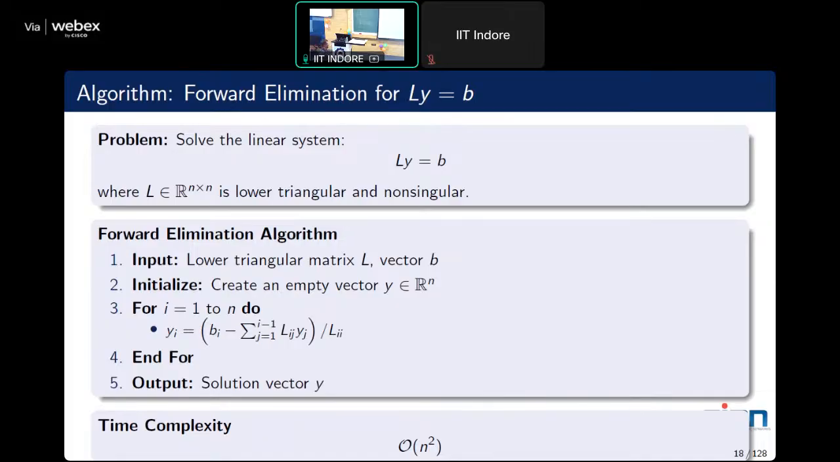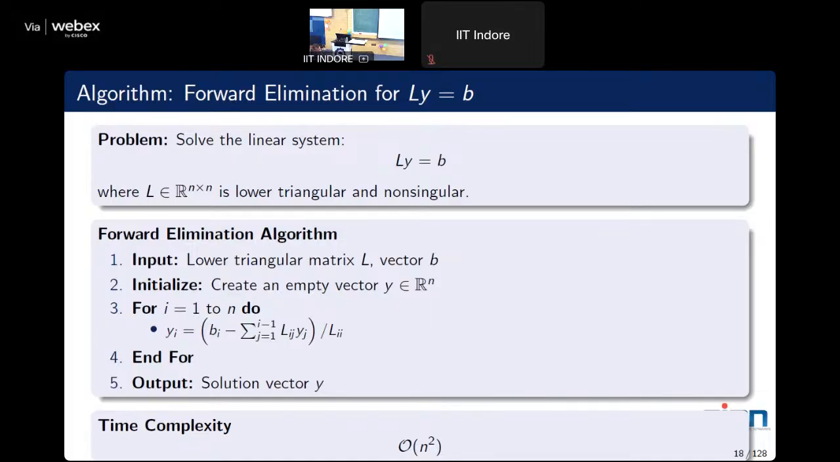You take i varying from 1 to n, and j varying from 1 to i minus 1. If you add all the totals, you will get n square plus some terms in n. So when n is very large, the n terms are very small compared to n square, so we keep the order of n square. So these are coming from here itself. This is called LU decomposition. This is the equation Ly equal to b, and this is forward elimination, and you are going forward.